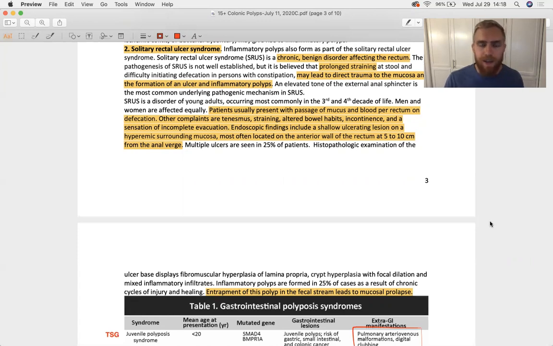Other complaints are tenesmus, and tenesmus is kind of the constant lingering feeling that you have to poop, you know, so you'll just go and sit on the toilet for 20 minutes and you won't poop, but you'll still feel like you have to. That's tenesmus. Straining, again, kind of related to the symptom of constipation there. Altered bowel habits. Incontinence, that's whenever you can't control your bowel functions, and we also apply the term incontinence to the bladder, to urination, and many times incontinence is associated with some dysfunction of the autonomic nervous system.